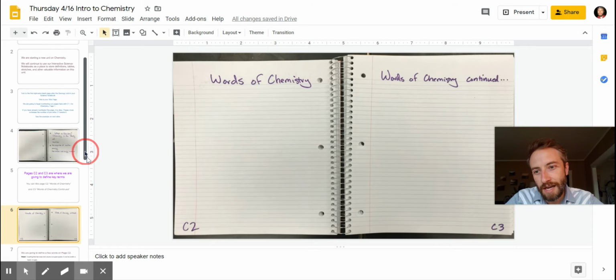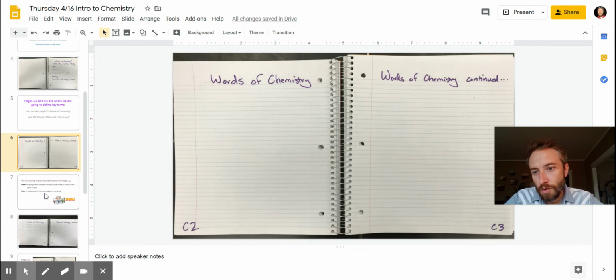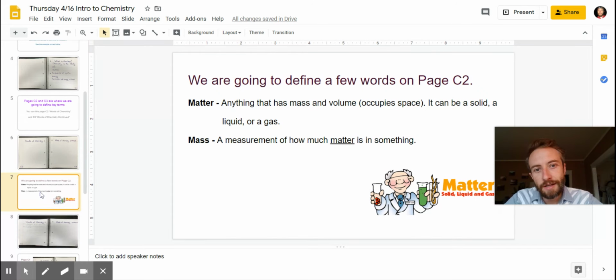You may have guessed this already. We need to define matter, because chemistry is the study of matter. So matter is anything that has mass and volume. It can be a solid, a liquid, or a gas. Mass is a measurement of how much matter is in something.